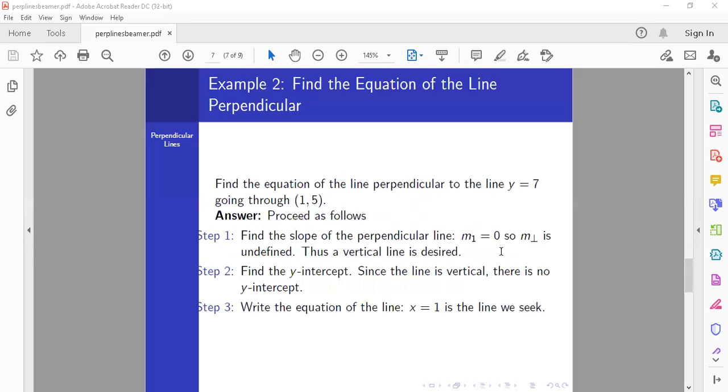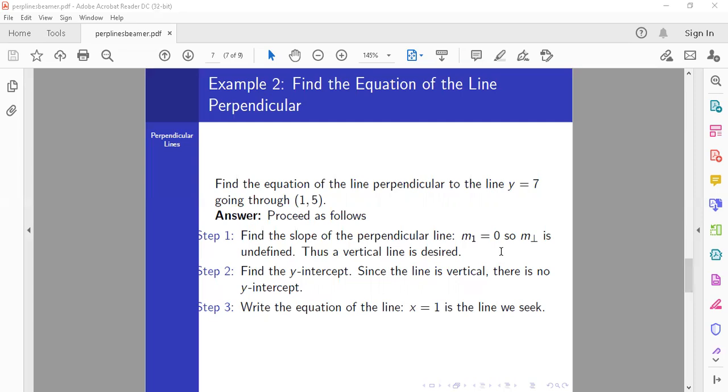Here's another example. Find the equation of the line perpendicular to the line y equals 7 going through the point (1, 5). If we proceed with our usual steps, step 1 is to find the slope of the perpendicular line. In the equation for the line that's already provided, y equals 7, the slope is equal to 0. So if I try to take the opposite reciprocal of 0, I get something undefined. This doesn't mean I quit. It just means that a vertical line is what I'm going to want.